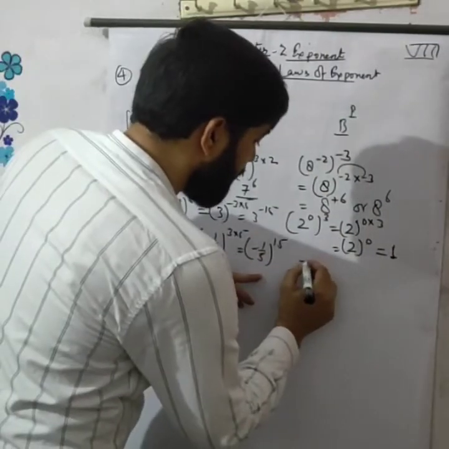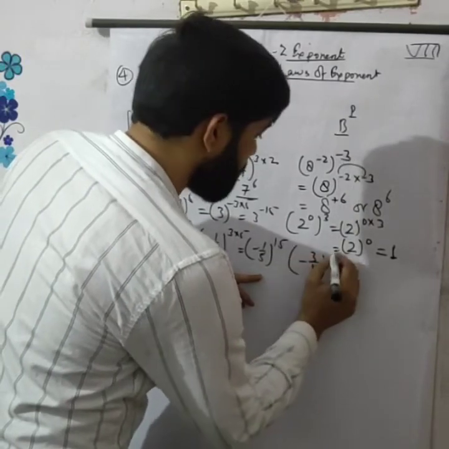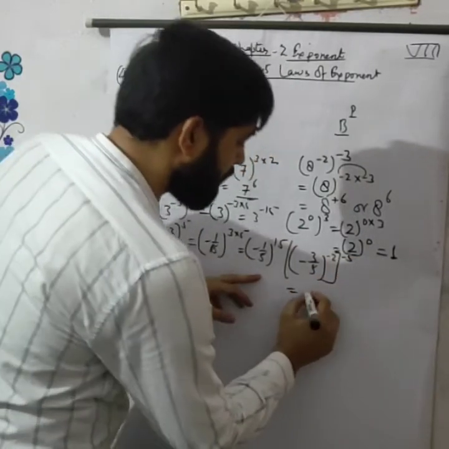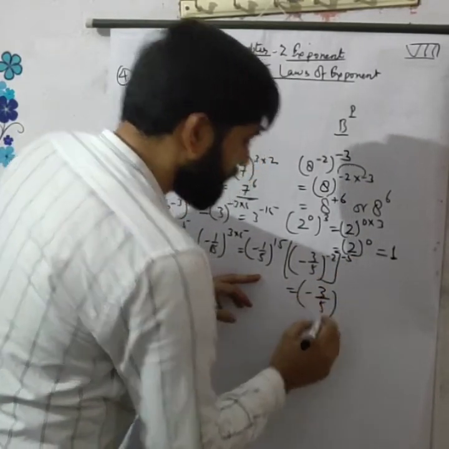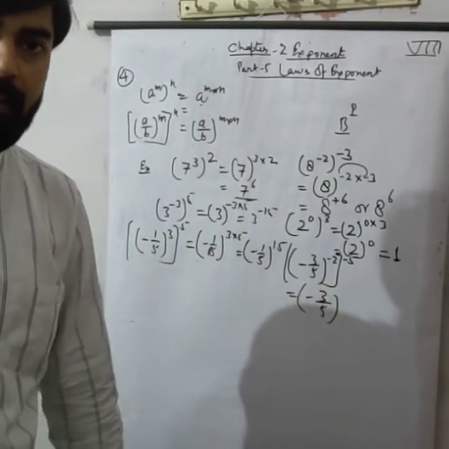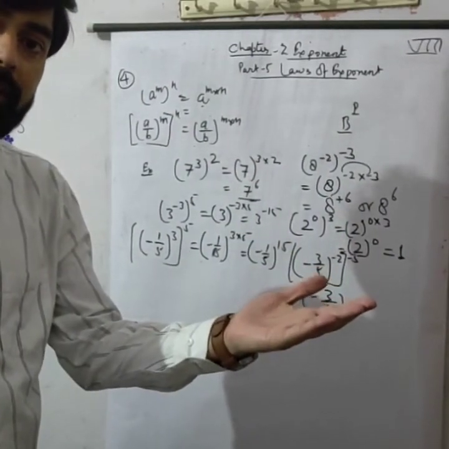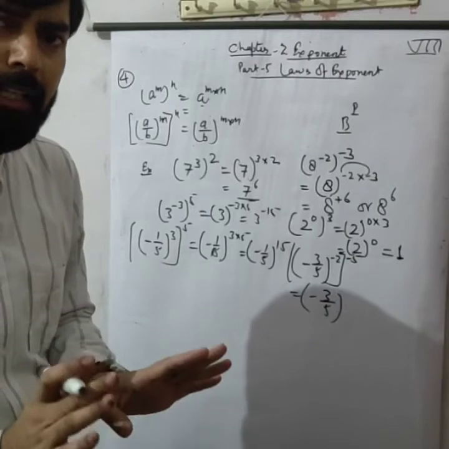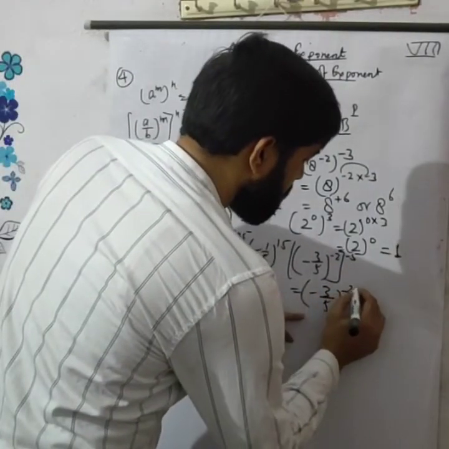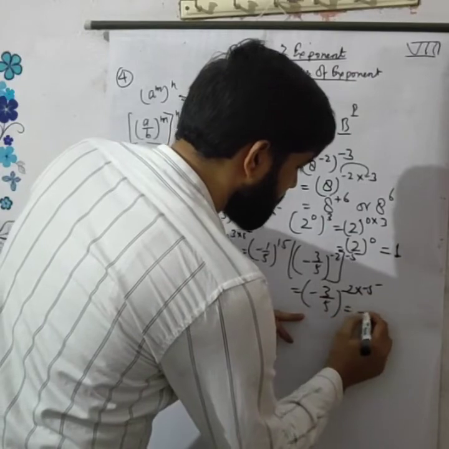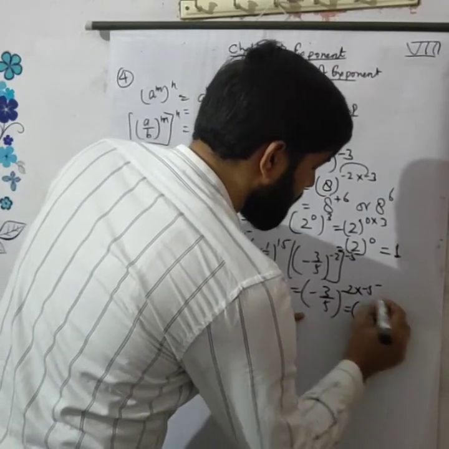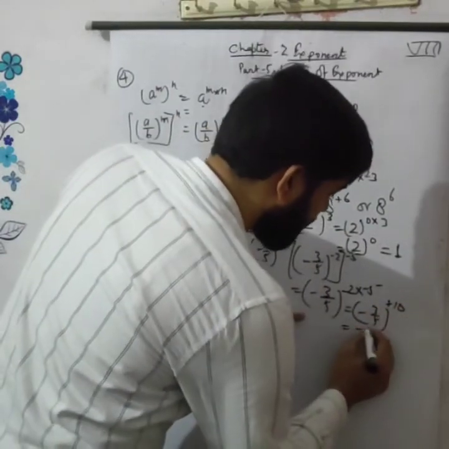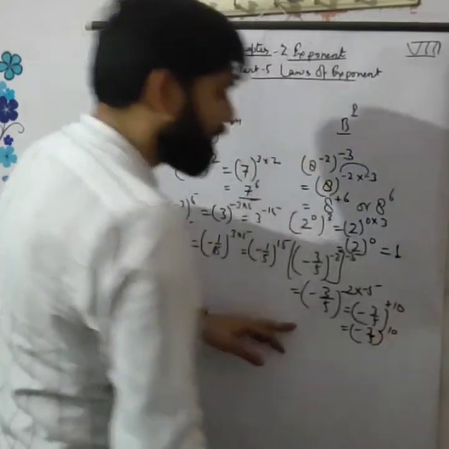Another example, minus 3 upon 5 raised to the power minus 2, whole raised to the power minus 5. So look here, in this question the given form is power of power form. Power of power means simply multiplication. So minus 2 multiplied by minus 5, then minus 3 upon 5 raised to the power, minus times minus is plus, 10. You can write the plus 10, or you can also write it without plus, minus 3 upon 5 raised to the power 10.